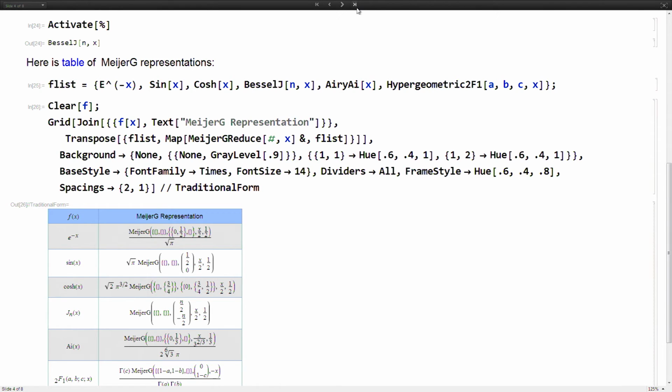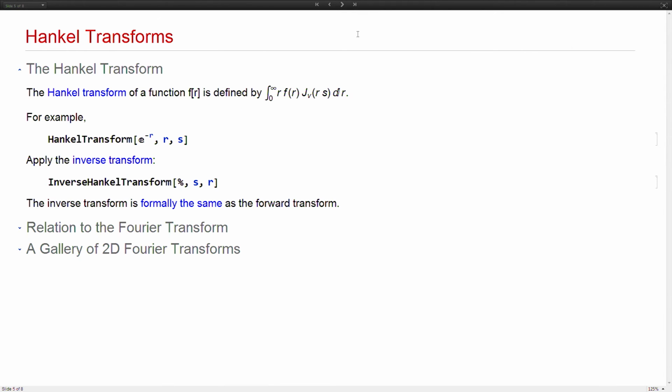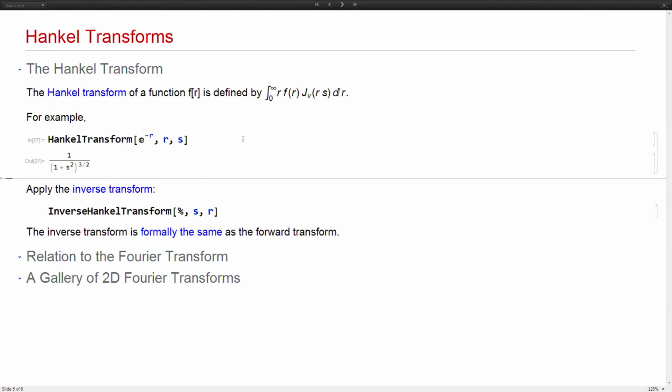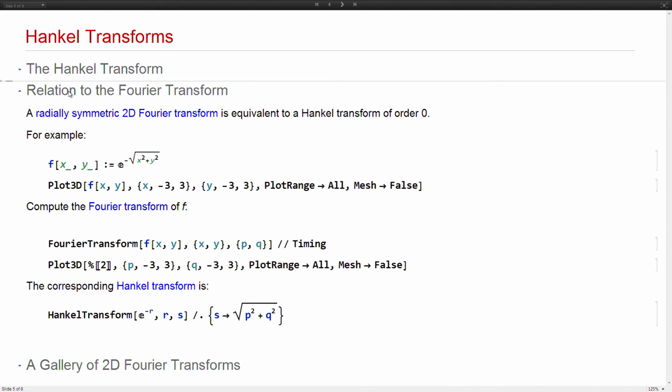Okay. So now I go on to Hankel transforms. A Hankel transform is just a Bessel-based transform, and you see over here that that's a Hankel transform. It's based on the Bessel function. Luckily, the inverse of this transform is just the transform itself. So it takes one line to do it, and it can do it quite quickly.